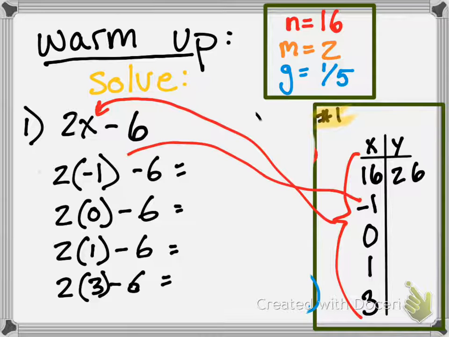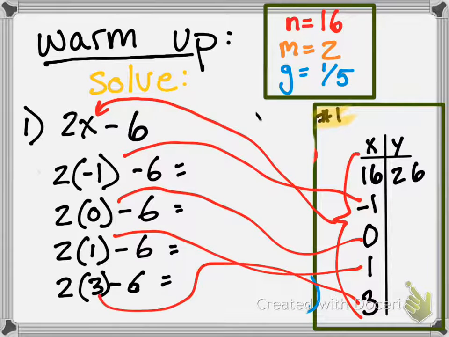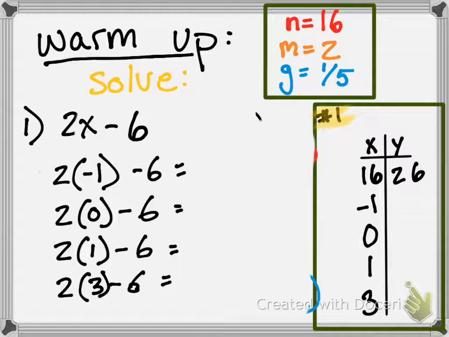So I had this -1, I had this 0, I had this 1, and I had this 3 that I plugged in. So now we're going to solve. We're going to do it together just because it's quick and we want to get through this. 2 times negative 1. What is 2 times negative 1, Liam?